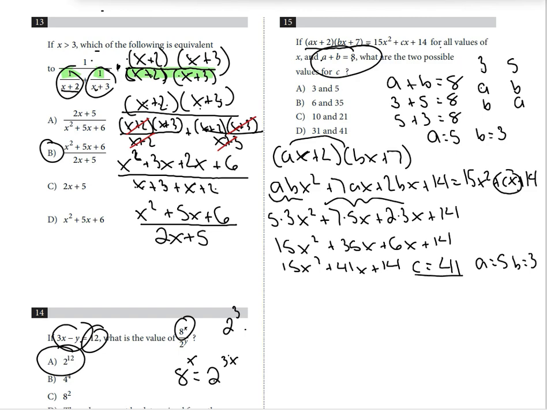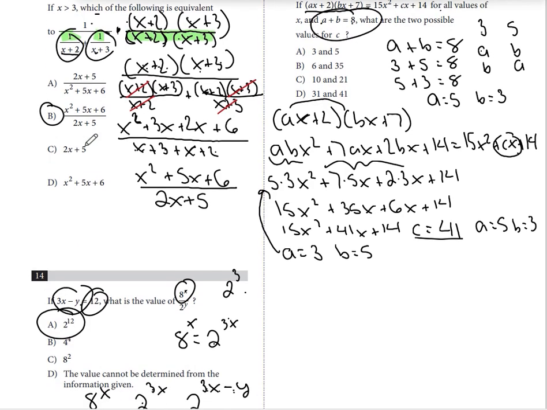So now let's switch. Let's do a is 3 and b is 5. So I'm going to substitute back into that same equation and just change the values.